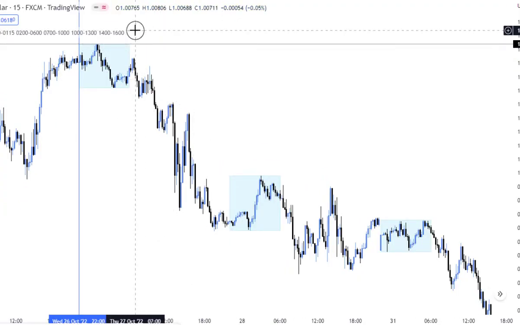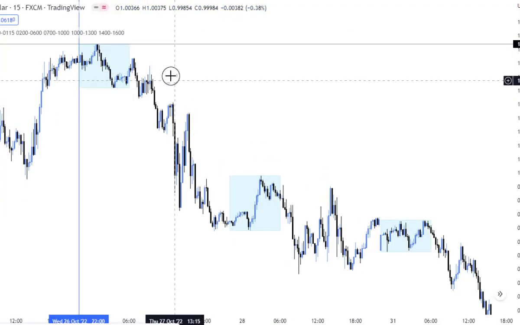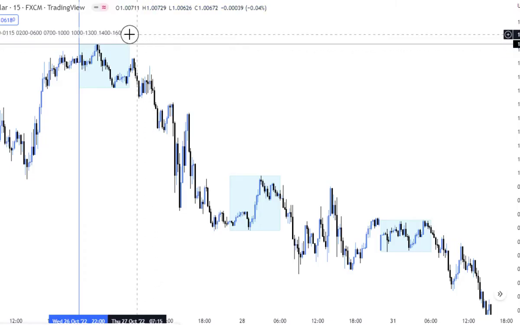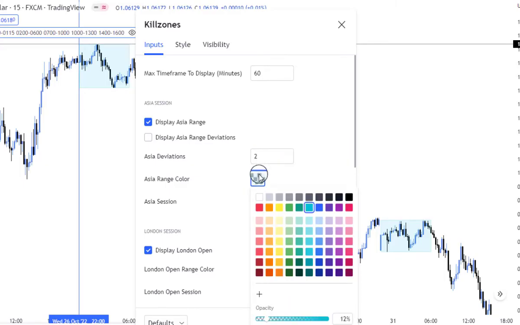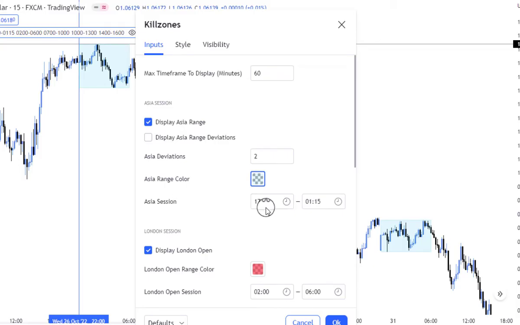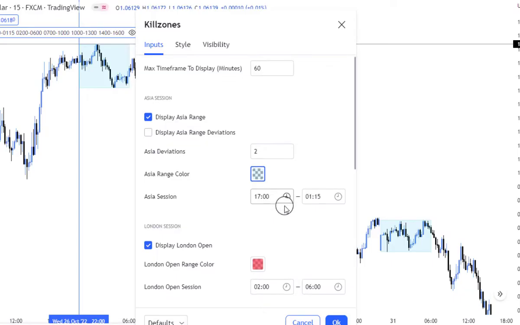So guys, once you add the indicator, I would like you to bring your cursor to the indicator and click on settings. Then tick on display Asia range. The deviation should be kept at 2. You can change the color to suit the one you want. Then the Asian session should be kept at 17.00 to 1.15. That's the ideal setting I want. This is for GMT. This is the ideal GMT setting.